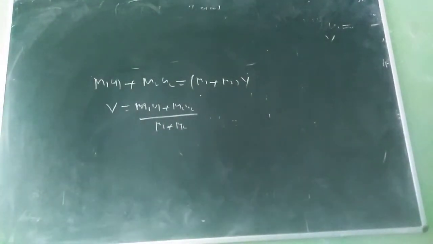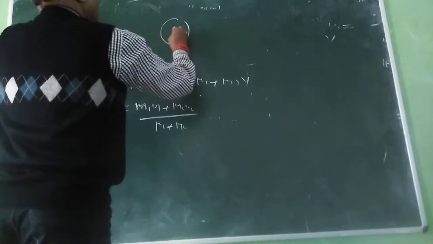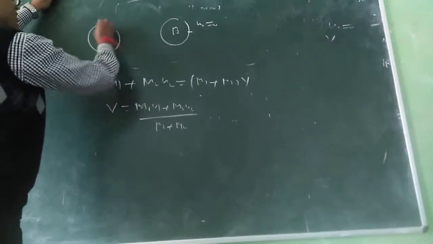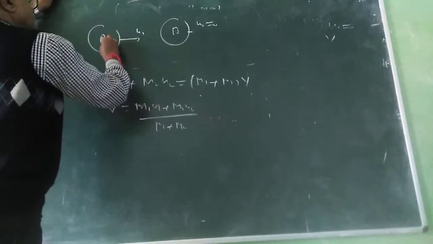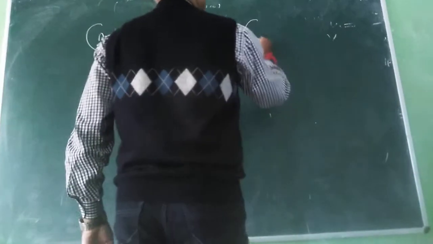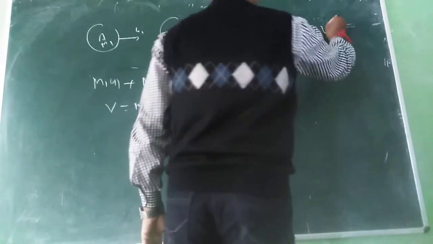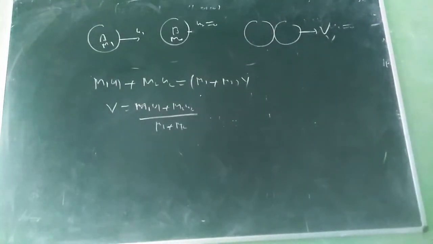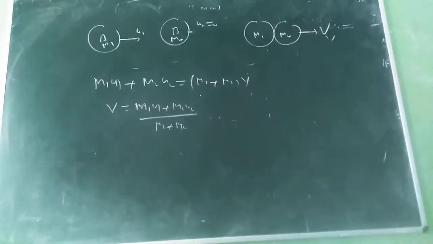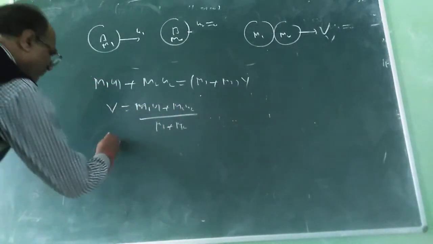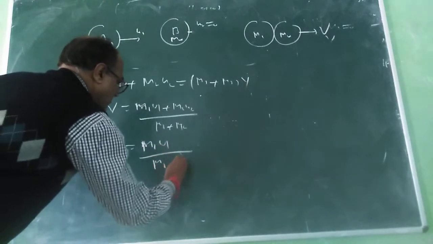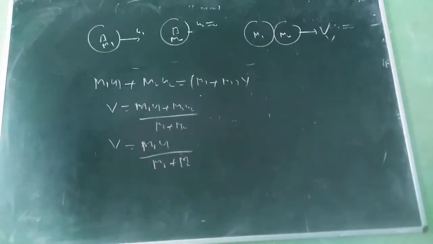Suppose body B is at rest, u2 is equal to 0, and body A is moving with velocity u1. Mass is m1, mass is m2. What happened after that? They stick together and move with a common velocity. Here u2 is 0, so v is equal to m1 u1 divided by (m1 plus m2).